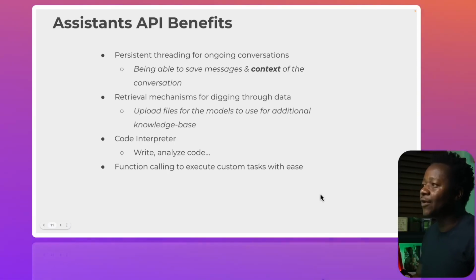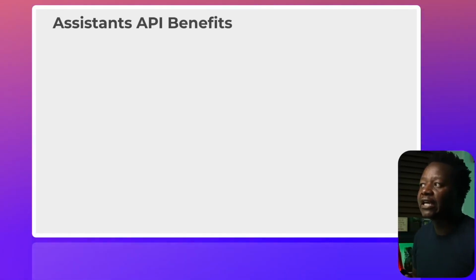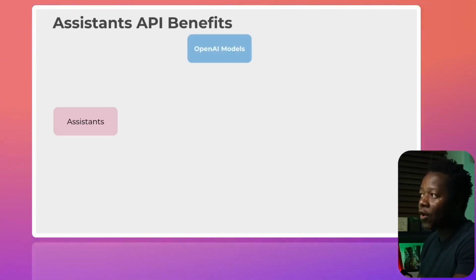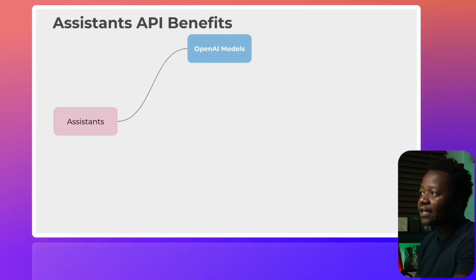Let me show you the diagram here real quick so you can see visually the Assistance API benefits. So if you look at this diagram here, the assistants can go ahead and call the OpenAI models to tune their personality, in this case, their capabilities.